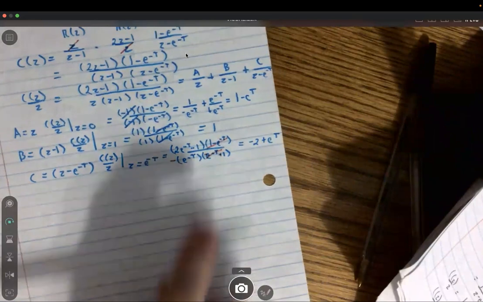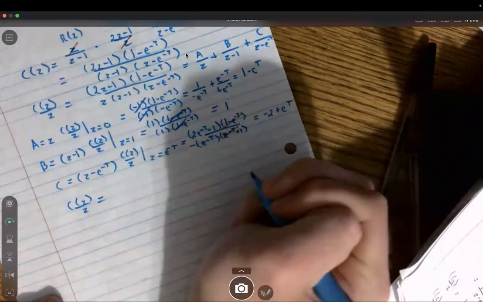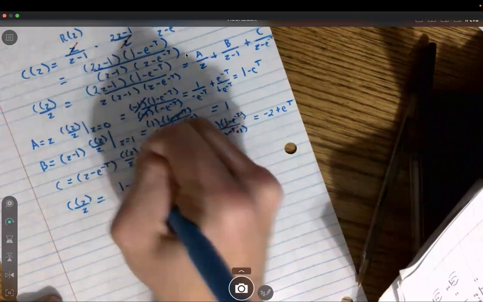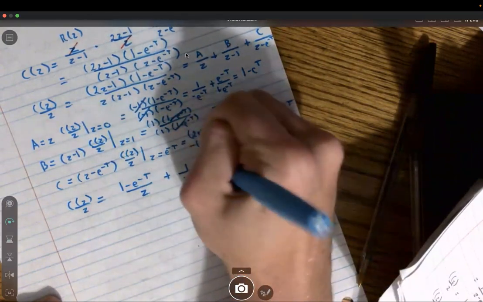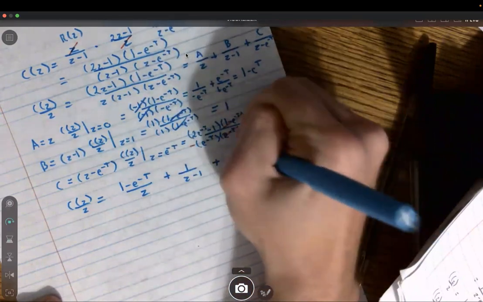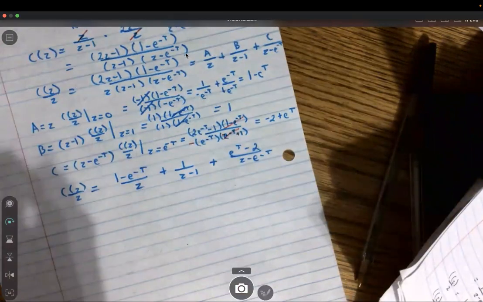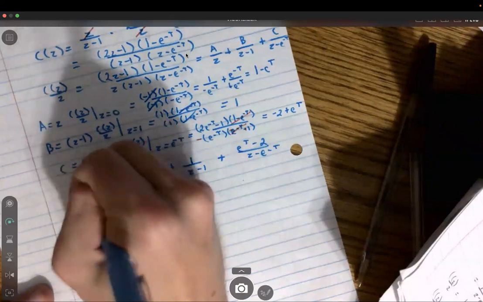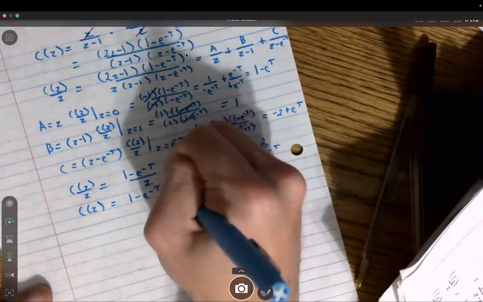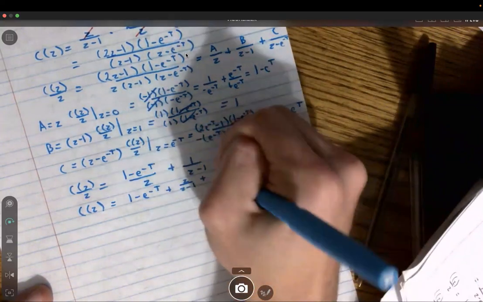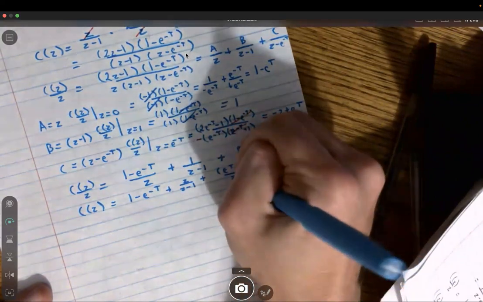And so now I solve for my a, b, and c. Plugging those into my equation, I'm going to get C of z over z is equal to, my a was 1 minus e to -t all over z. My b was 1 all over z minus 1. And my c was e to the t minus 2 all over z minus e to the -t. Now that I got that, solving for C of z, you're going to get 1 minus e to -t, and then plus z all over z minus 1, and then plus e to the t minus 2, z all over z minus e to -t.